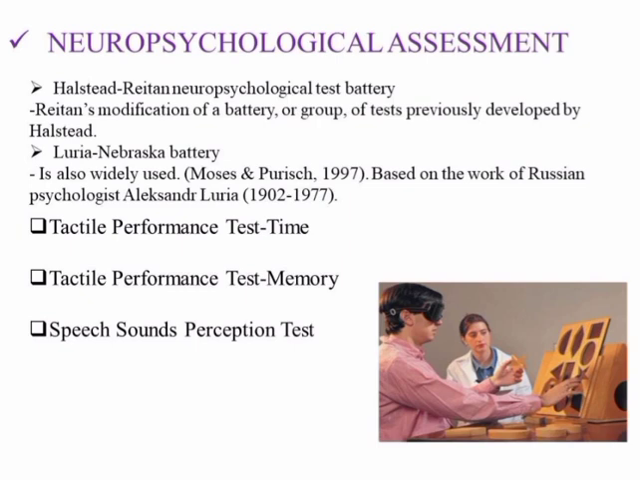The neuropsychologist can. A neuropsychologist is a psychologist who studies how dysfunctions of the brain affect the way we think, feel, and behave. For example, we have the Halstead-Reitan neuropsychological test battery. Now, Reitan's modification of a battery, or a group of tests, previously developed by Halstead. Now, what are the examples? Of course, they are shown below.